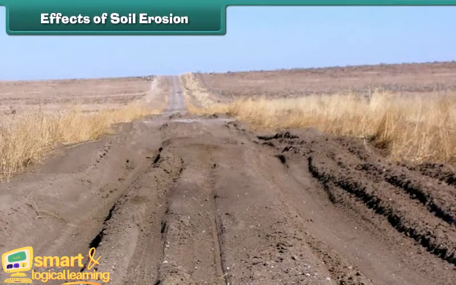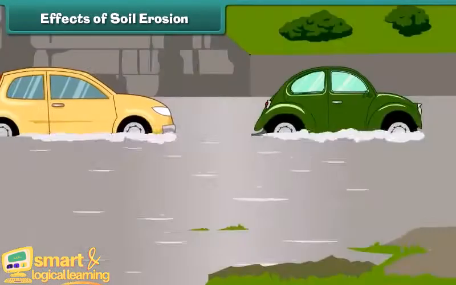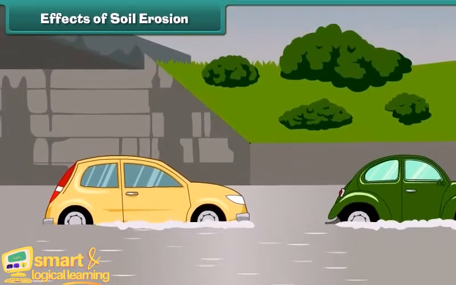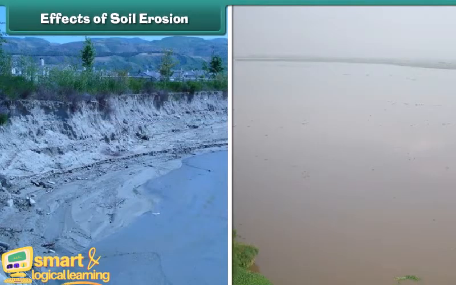Due to soil erosion, the soil shifts and accumulates on the roads and streets. This blocks the driving and results in accidents. It also blocks many irrigation canals. It increases the risk of flooding. The eroded soil deposits in water resources like river, lake, etc. and pollutes them.